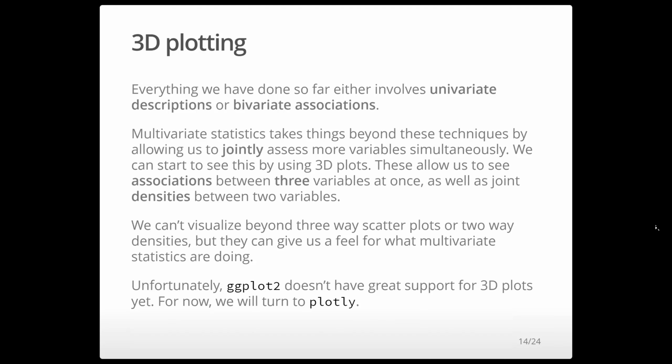So everything we've done so far either looks at univariate descriptions or bivariate associations. What multivariate statistics is doing is taking things beyond these techniques by allowing us to assess more variables simultaneously. We can start to see this by using 3D plots. We can use 3D plots to look at the associations between three variables at once, or the joint densities between two variables at once. In particular, this idea of a joint density is something that's going to come up quite a bit throughout the semester when we talk about the multivariate normal distribution and things like that. But that's just a preview for what's to come.